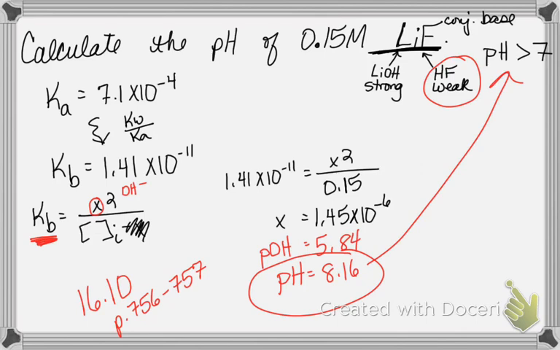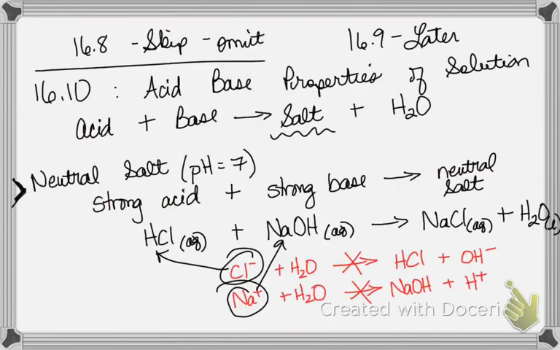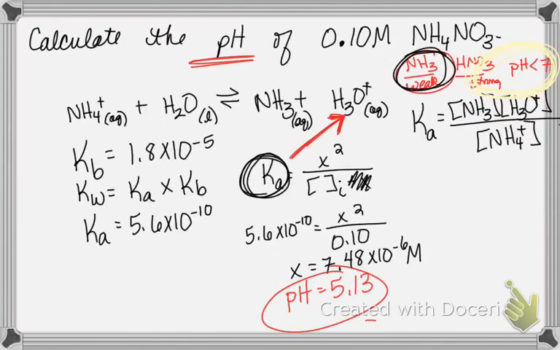Now, I had said before we started doing this that we were going to come back and do section 16.9 later. So let's wrap up this chapter by covering section 16.9, which looks at the molecular structure and how strong the acid is. And guys, honestly, you could probably read this section and understand it just as well as me explaining it to you.